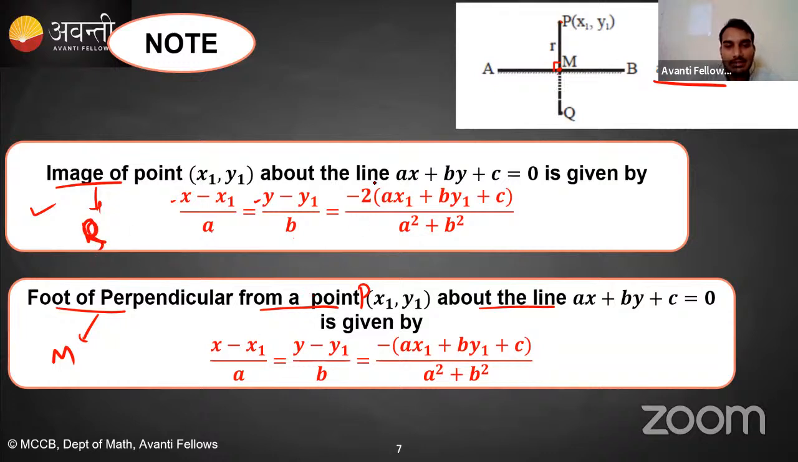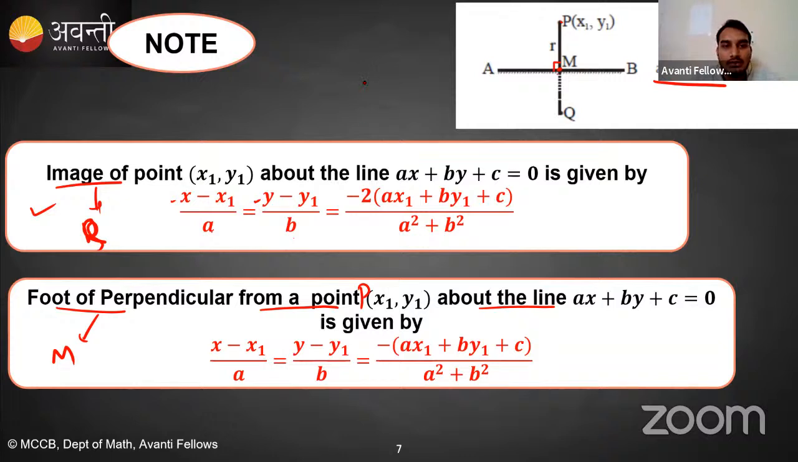So how will you get it? Just omit this 2. (x minus x1) upon a is equal to (y minus y1) upon b is equal to minus (ax1 plus by1 plus c) upon (a square plus b square). So this is the only difference, the factor of 2 here. If you put the 2, then you get the image. If you remove the 2, then you get the foot of the perpendicular.